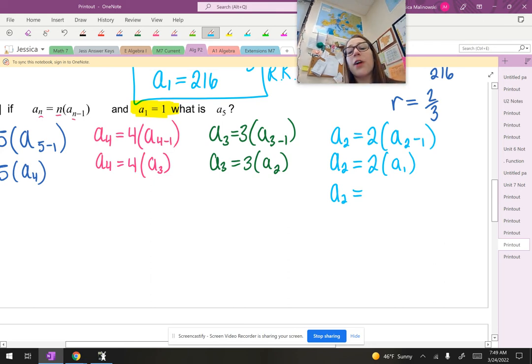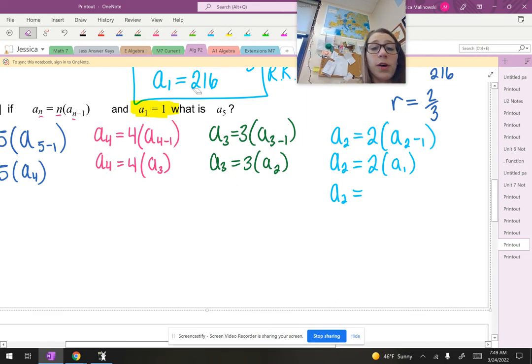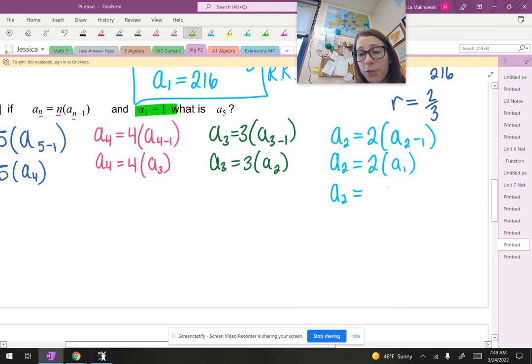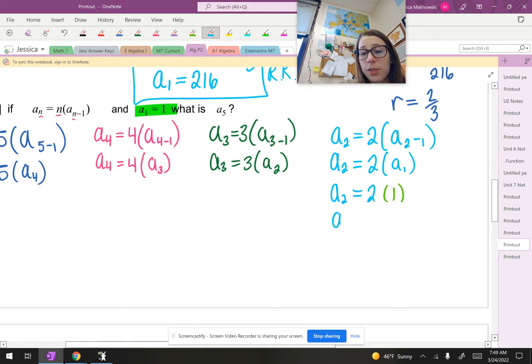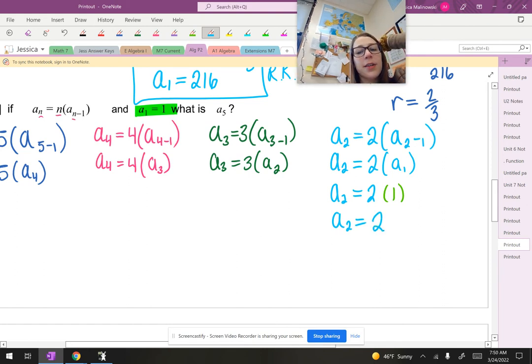Now we can figure out a sub 2 because they told us what a sub 1 was. They gave us that a sub 1 is 1. I'm going to change that to green. So in for a sub 1, we get to put 1. So a sub 2 is equal to 2 times 1, which is 2. Yes, a sub 2 is equal to 2, and that pattern is continuing 2 in a row.